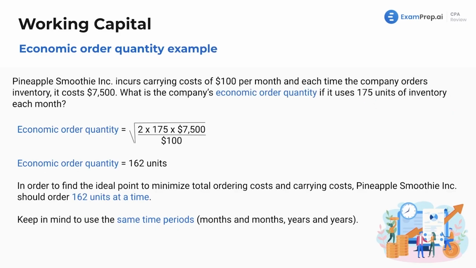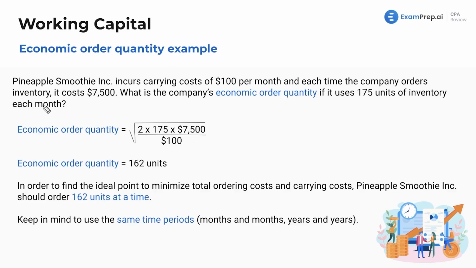Let's do an example. See a trend, I show you a formula, I talk about it, but I'm sure you're talking about it with me in spirit, and we do an example, because what's the point of me just rattling off a bunch of formulas if I don't show you how to do it? Pineapple Smoothie Inc. Gosh, that just sounds great right now. I would love a pineapple smoothie. It incurs carrying costs of $100 per month, so they have to pay $100 per month to store their pineapples and their cups and their straws. And each time the company orders inventory, it costs $7,500. What is the company's economic order quantity if it uses 175 units of inventory each month?